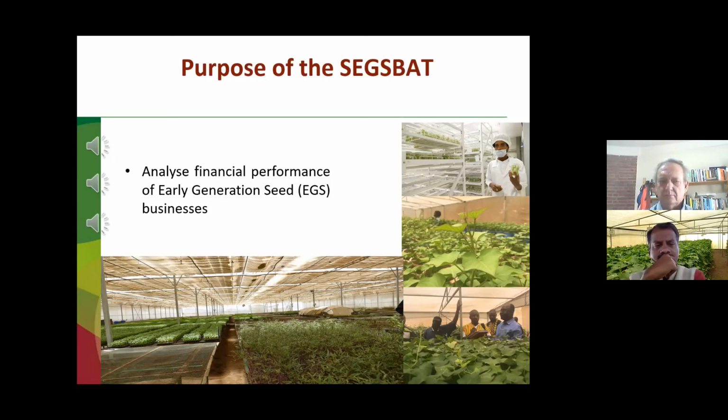So as part of this process, the CIP scientists have developed a tool called SEEDBAT, which is Sustainable Early Generation Seed Business Analysis tool. The tool is used for analyzing the financial performance of early generation seed business. Initially we used it for a sweet potato case, and we have also tested this tool for cassava. However, the tool has a lot of flexibility to modify and use it for other vegetatively propagated crops, particularly for root and tuberous banana crops.